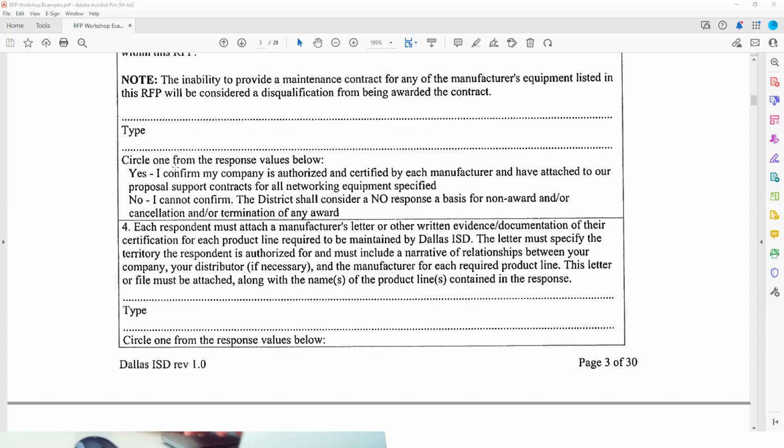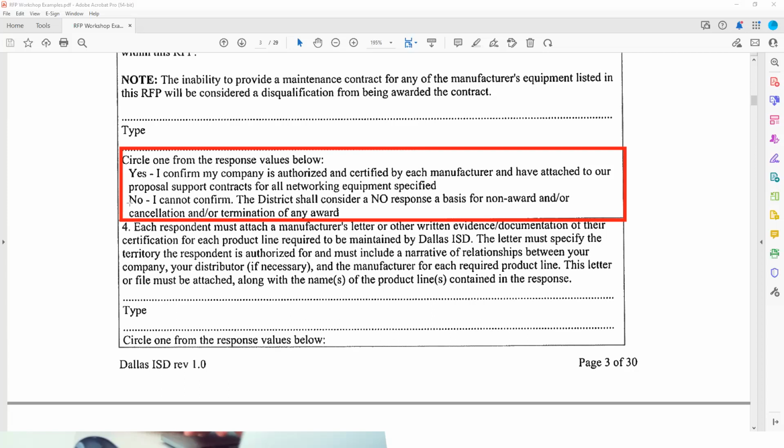So here, as part of this, they're telling you right here, circle, right? So if you don't pay attention to this and you don't circle any of these things that's within the RFP, it's going to present a problem because this is part of the response to the RFP. This is just not to be on there. They're actually wanting you to respond. They're telling you circle 1 from the responses value below. Yes, I can confirm my company is authorized and certified, because remember, and or are small words, but they're powerful.